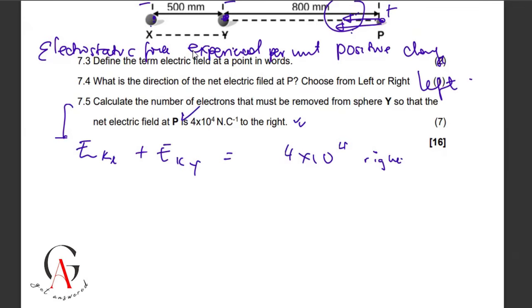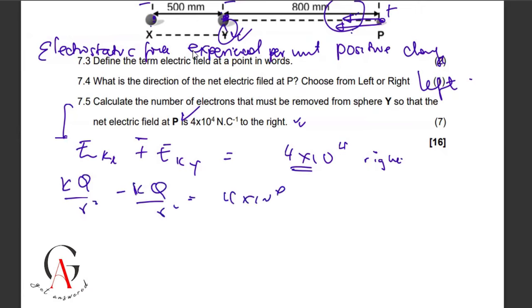Does that mean we are playing ignorant? Let's play ignorant and say we don't know the charge here. And we do the subtraction, because if now we are getting a different result, it means there's something else on Y. So we're going to say that kQ over r squared, kQ over r squared must give us the 4 times 10 to the 4. Okay, 9 times 10 to the 9.